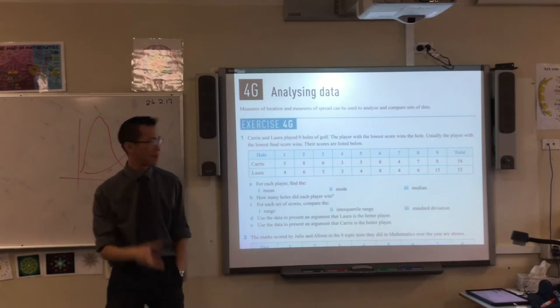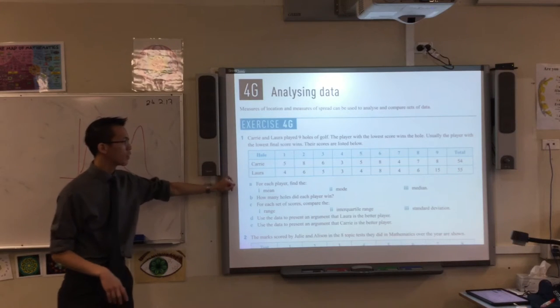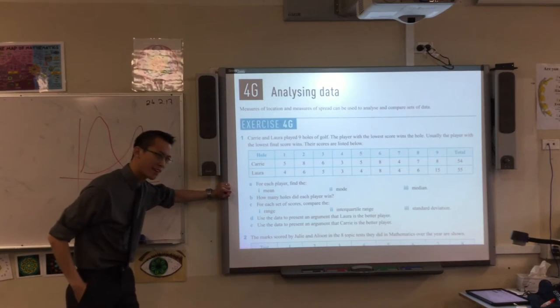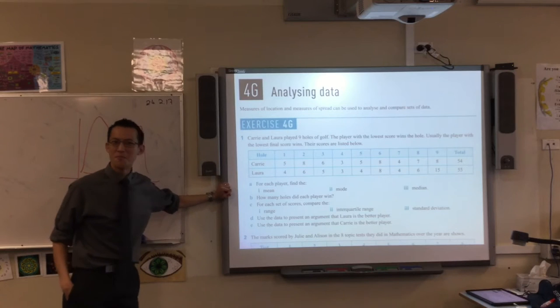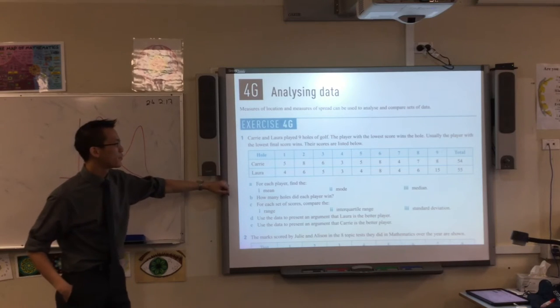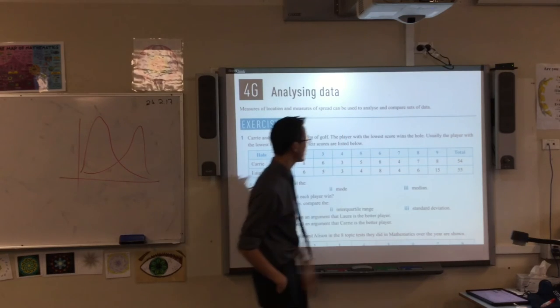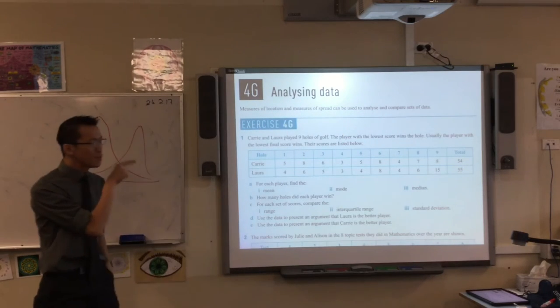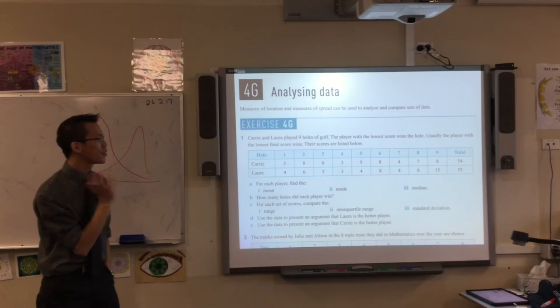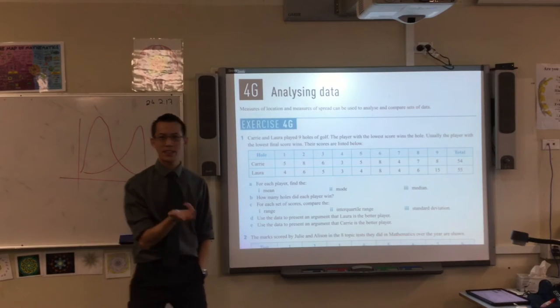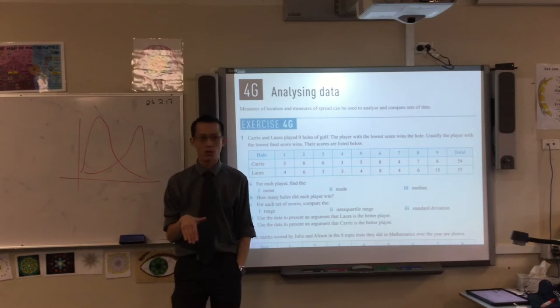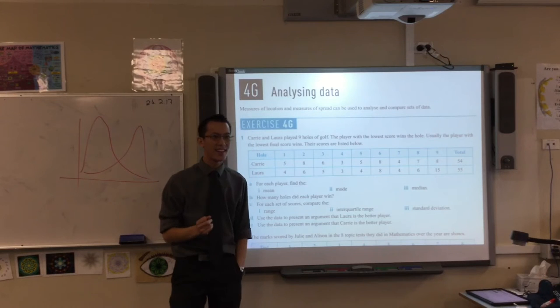So let's just start with the basics first. Have a look at this. We don't have a Carrie in the class, but I don't know if you're keen on golf, Laura. 9 holes of golf. So you can see 1, 2, 3, all the way up to 9 over here. It even mentions for you, which is helpful, usually the player with the lowest final score wins. Can anyone tell me why? Why is a low score good? Yeah, Laura.